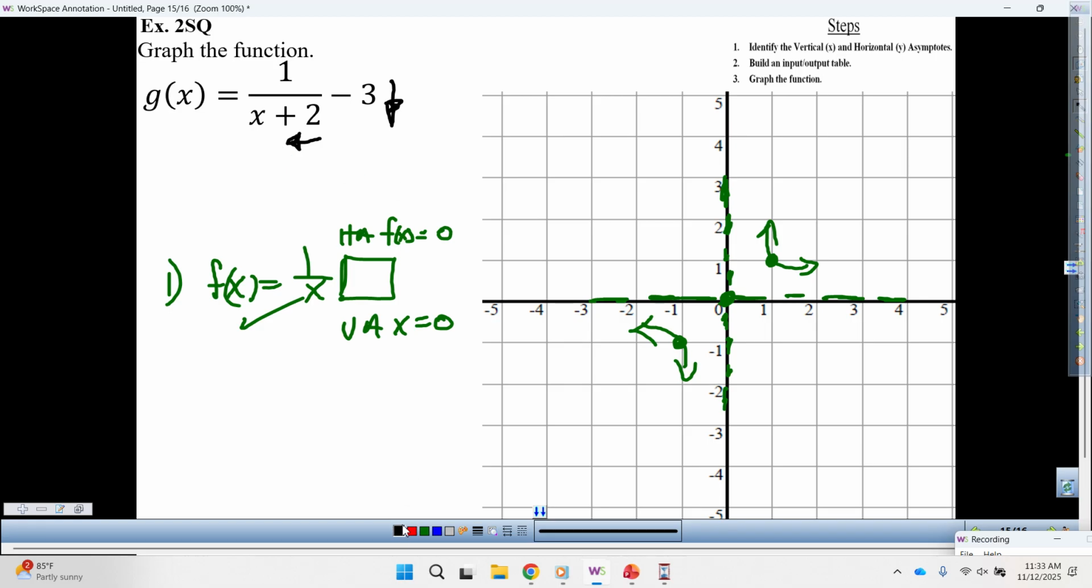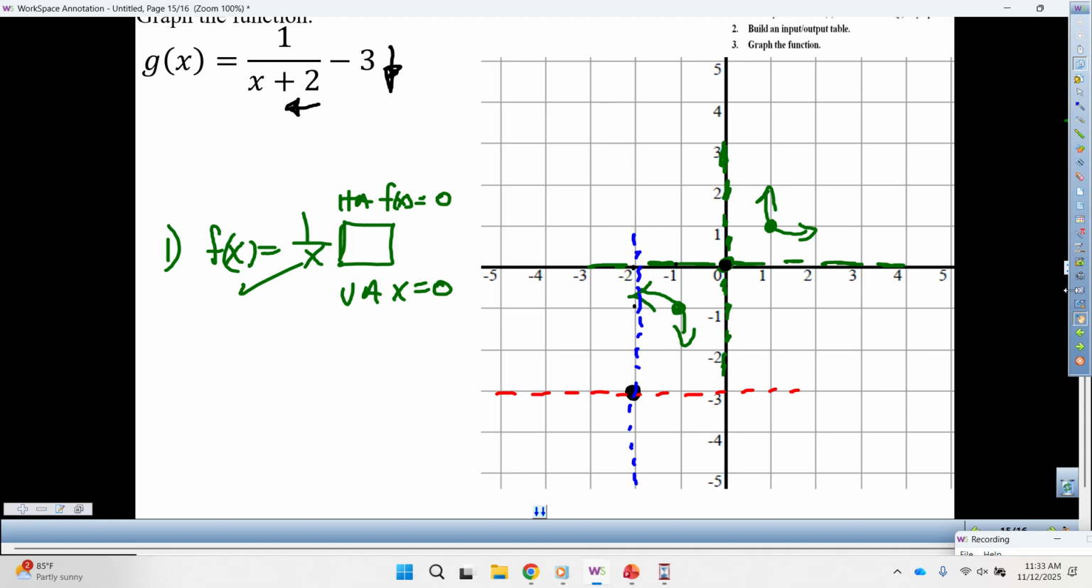So here we go. I'm going to move the point of origin, 0, 0, 2 to the left, and 3 down. So we got 1, 2, 1, 2, 3. Focus, please. Which means my horizontal asymptote is right here, and my vertical asymptote is right here. You guys see it now? Yes?